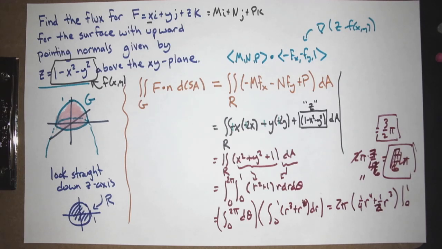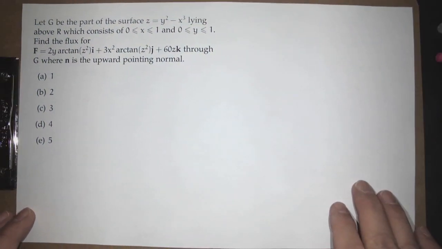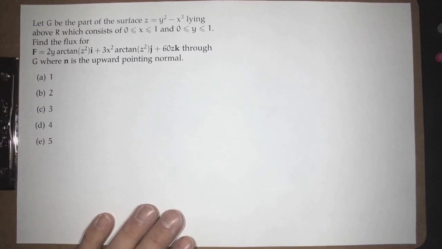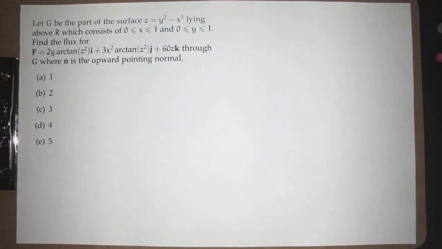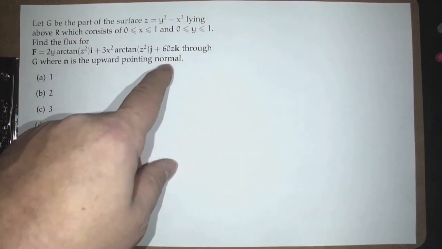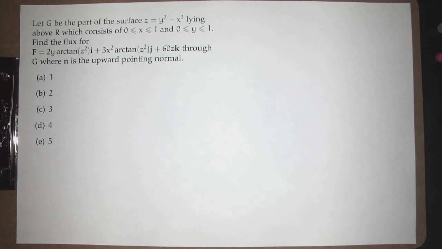Well, we have a few minutes left. And I happen to have a multiple choice problem here. You can try some of this out. Let G be the part of the surface z equals y squared minus x cubed, lying above the region R, where x goes 0 to 1, y goes 0 to 1. Find the flux for the function 2y arctangent z squared i plus 3x squared arctangent z squared j plus 60z k through the surface G, where n is the upward pointing normal, and the answer is going to be one of 1, 2, 3, 4, or 5.